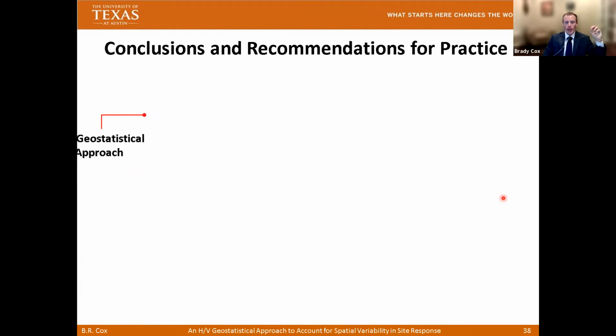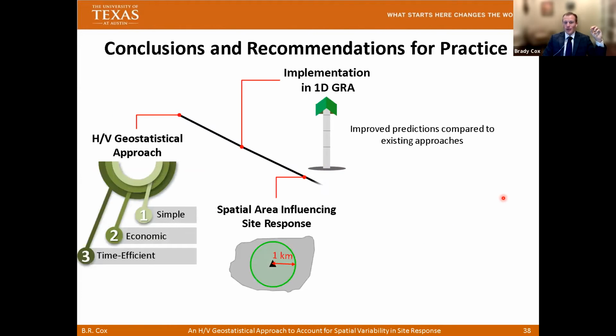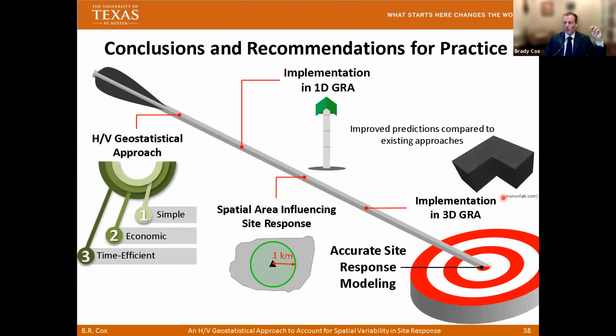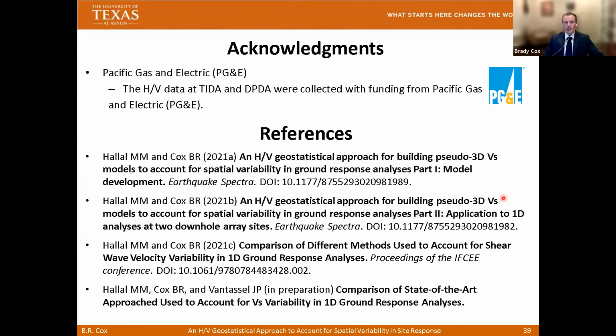I'm going to stop now and just say that we are working towards implementing these pseudo 3D models in actual 3D site response. And that's, of course, the ultimate goal. But because we can't perform 3D site response everywhere economically, the H over V geostatistical approach, I think, is really promising for still using 1D site response analyses, but being able to more realistically incorporate spatial variability. And with that, I will end the presentation. There are some references here for those who are interested.